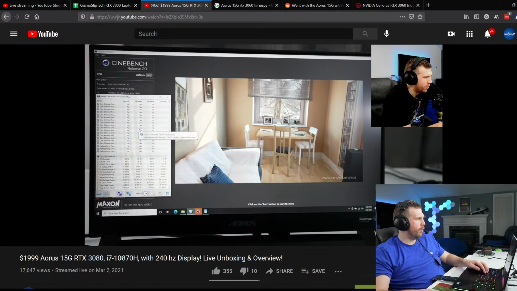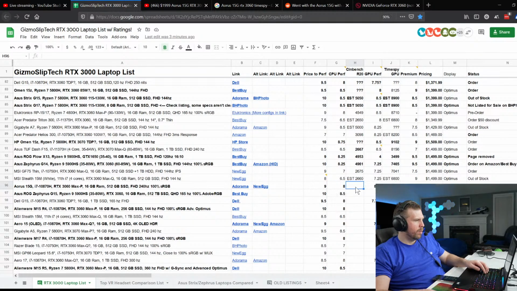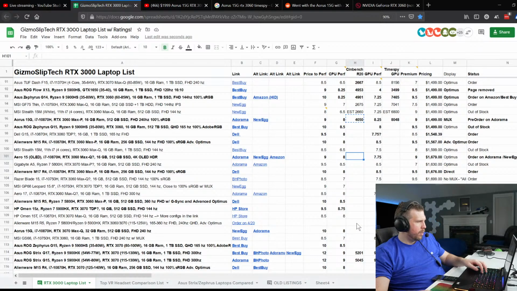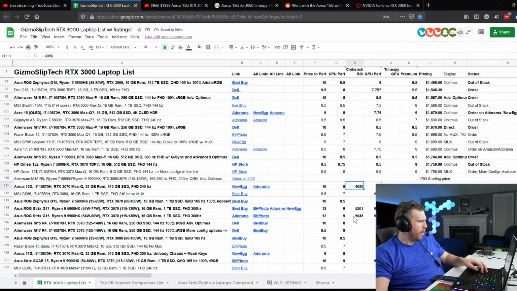So 4050, huh? That's actually a really good score for Cinebench. Okay. Aorus 15G. Since I have this right here, we'll do that there, we'll do that there. And also the Aorus 15G should be the same for all of the Aorus 15Gs.